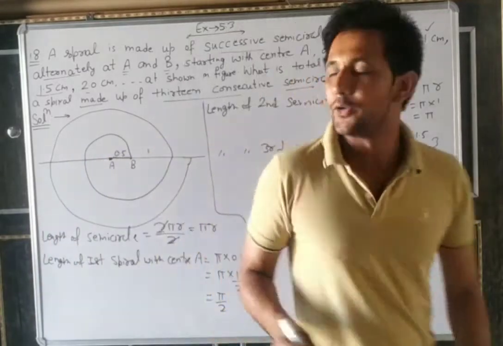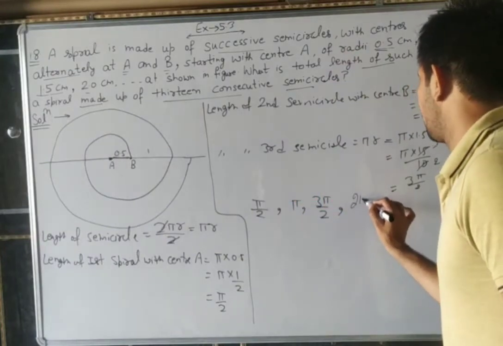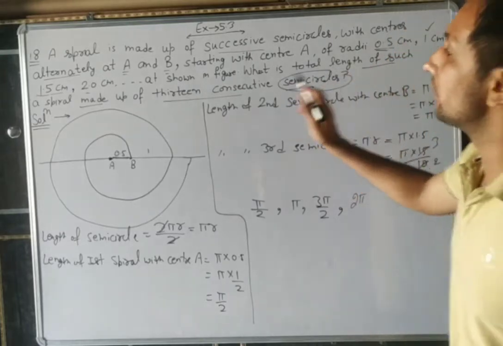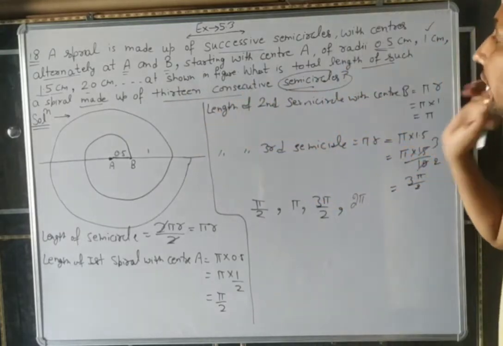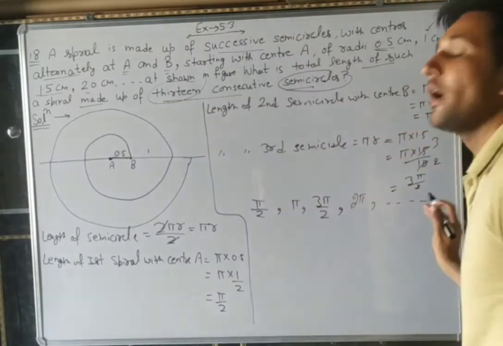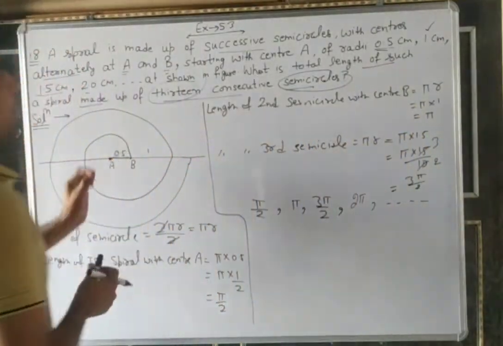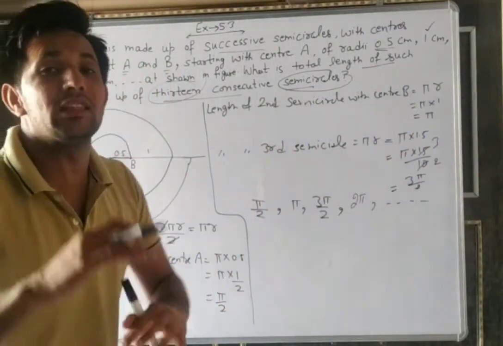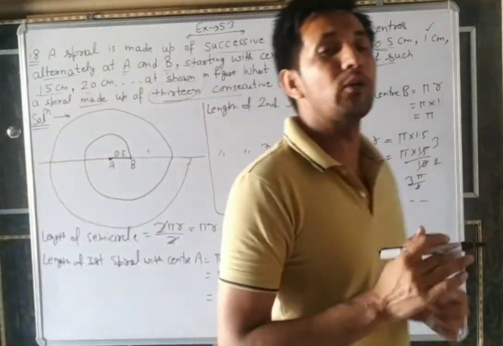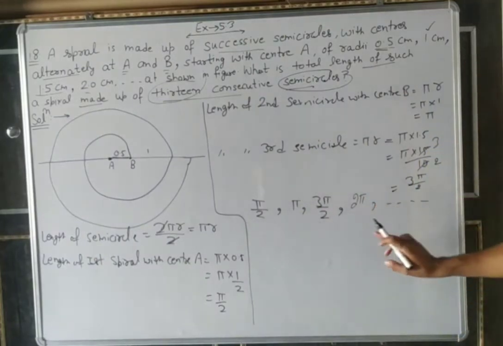In the same way, you will find the length of the fourth semicircle. It will come 2 pi. Like this one, how many semicircles? It is given up to 13, so dot dot dot up to 13. And we want to find the total length. Total length means we will add them all. Add means we have to find the sum of all these semicircle lengths.